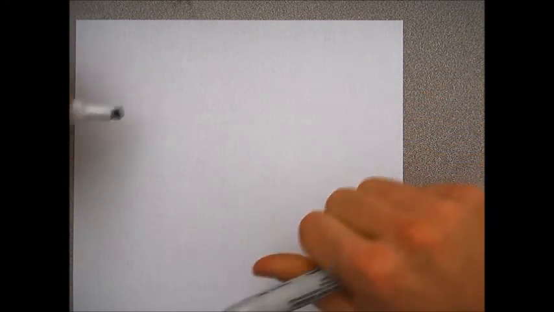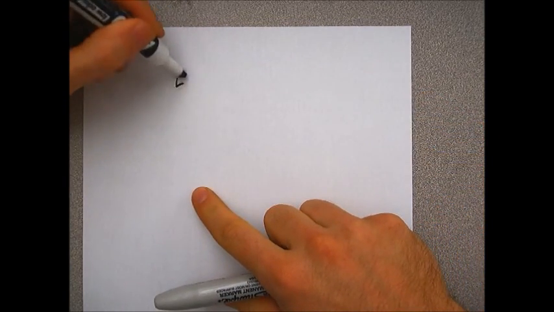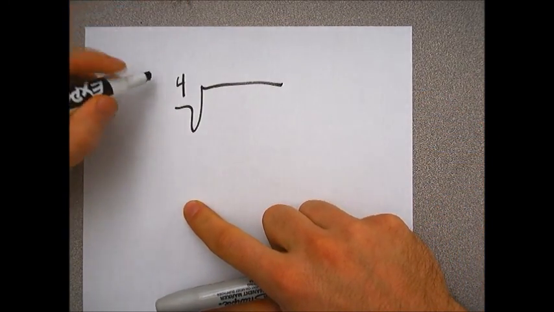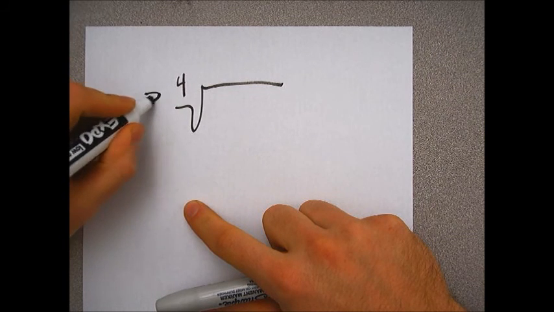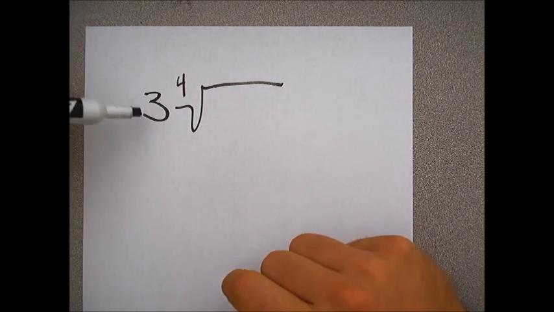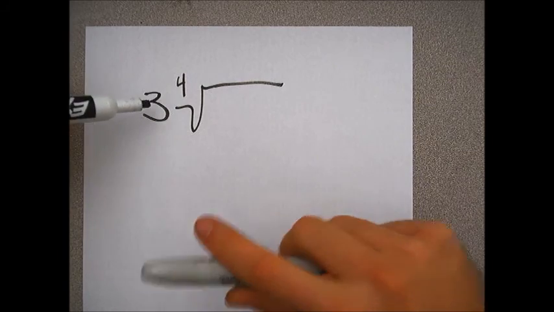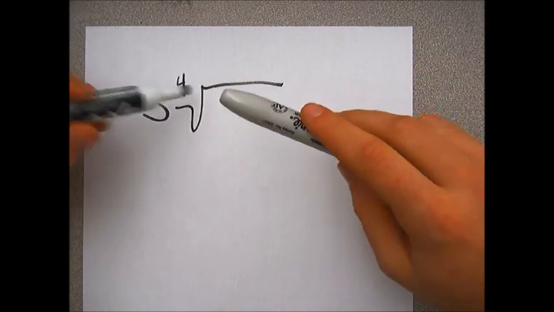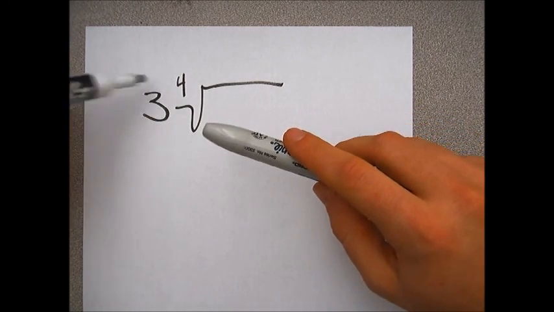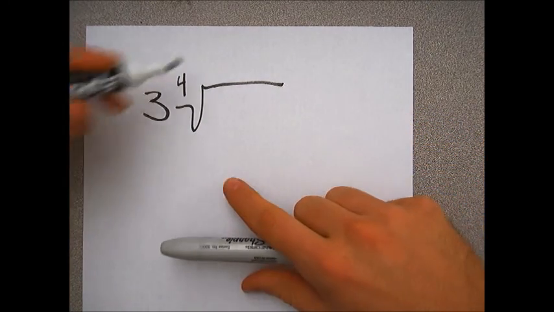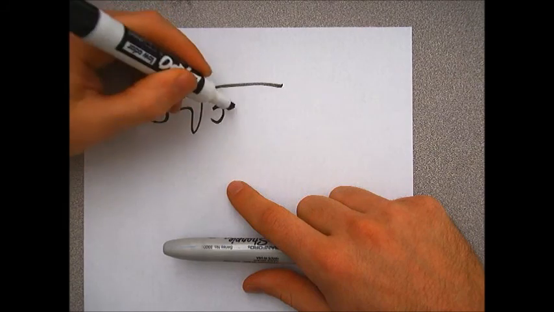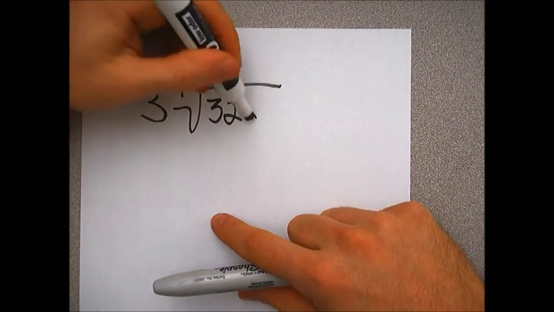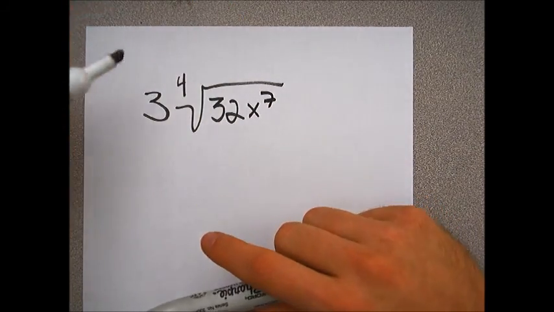Okay, let's try a fourth root problem. So let's say we have the fourth root of, let's throw a number out front this time. Let's say we have a 3 out front. Now this 3, think of it as a multiplier. So this is 3 times the fourth root of whatever we're about to make up here. So when we pull numbers out, they're going to get multiplied by 3. So let's say we have 3 times the fourth root of 32x to the 7th.